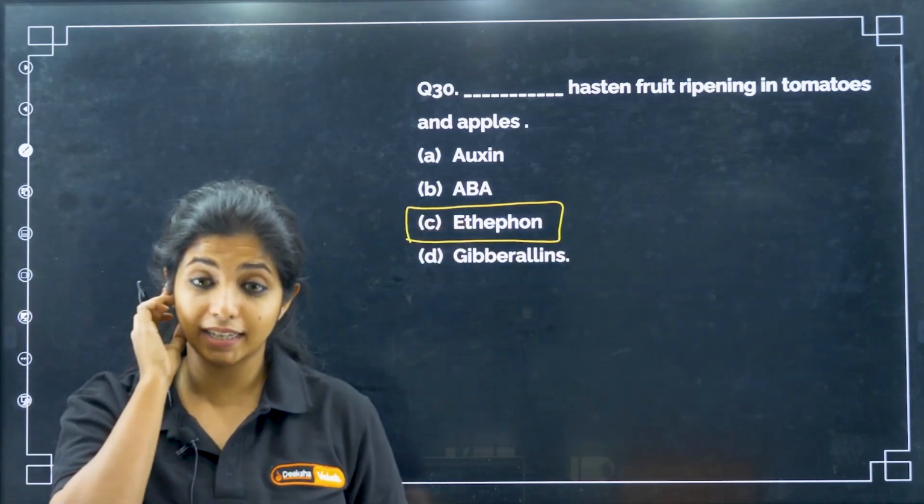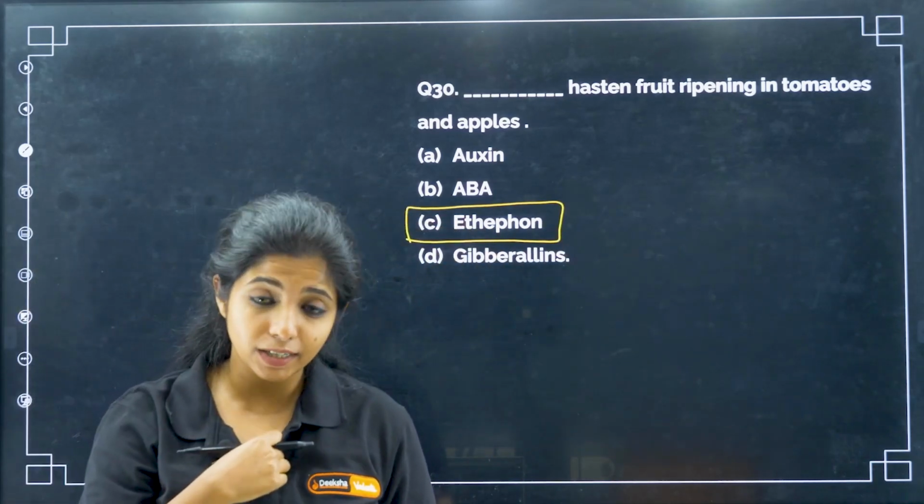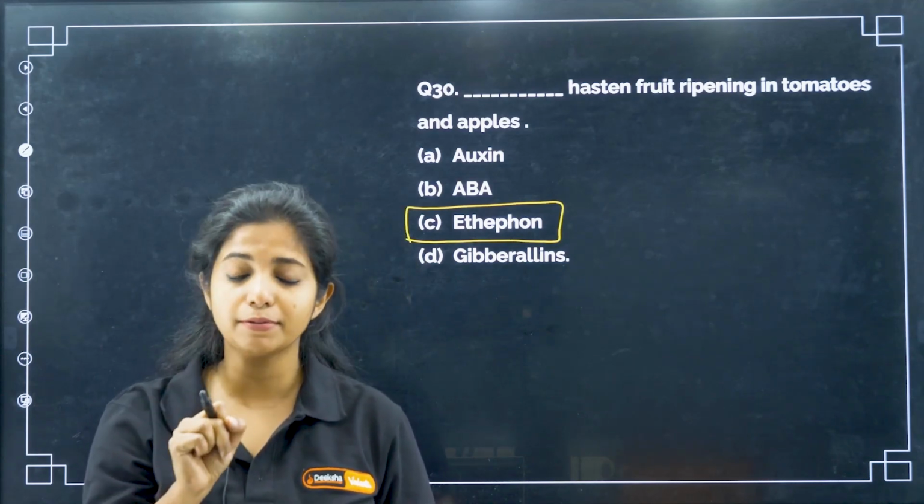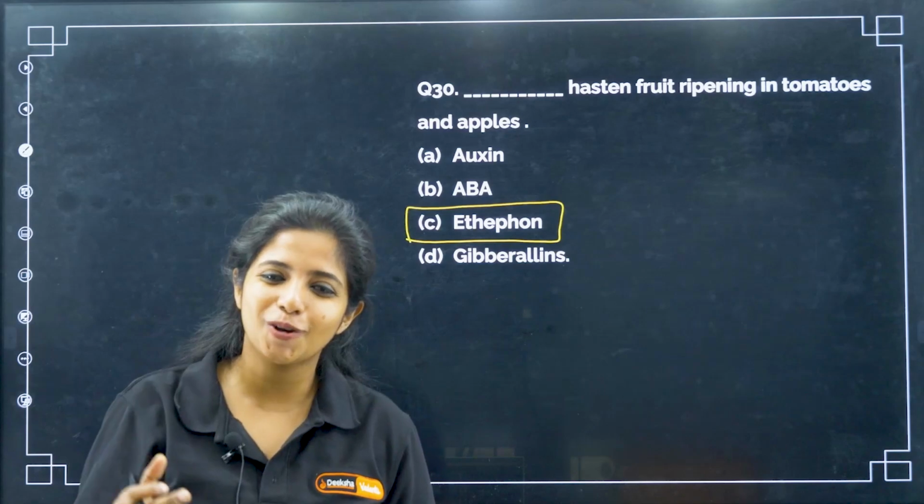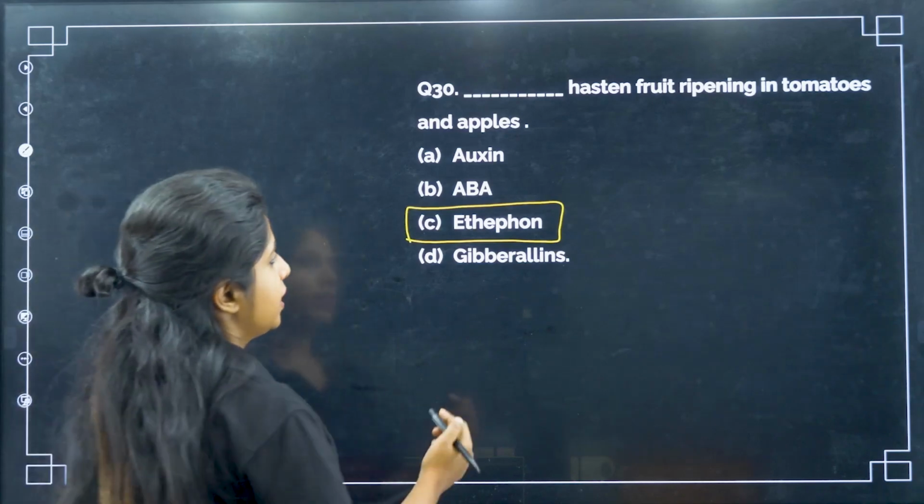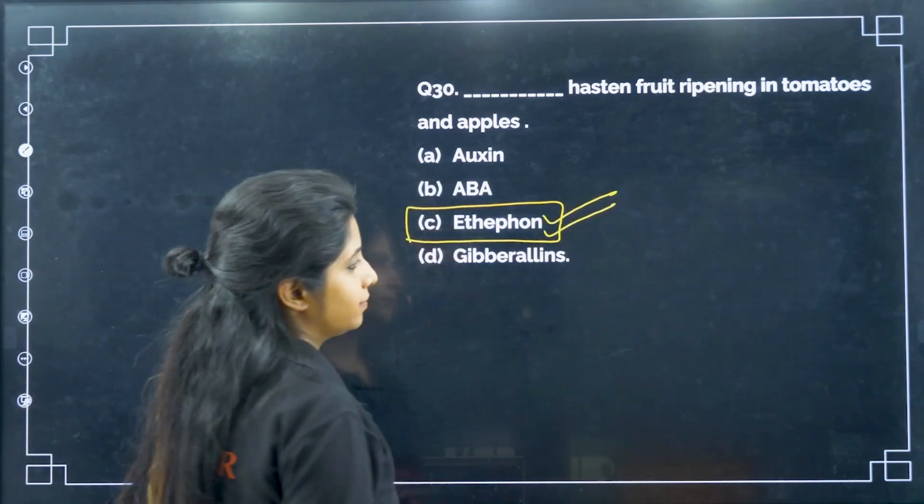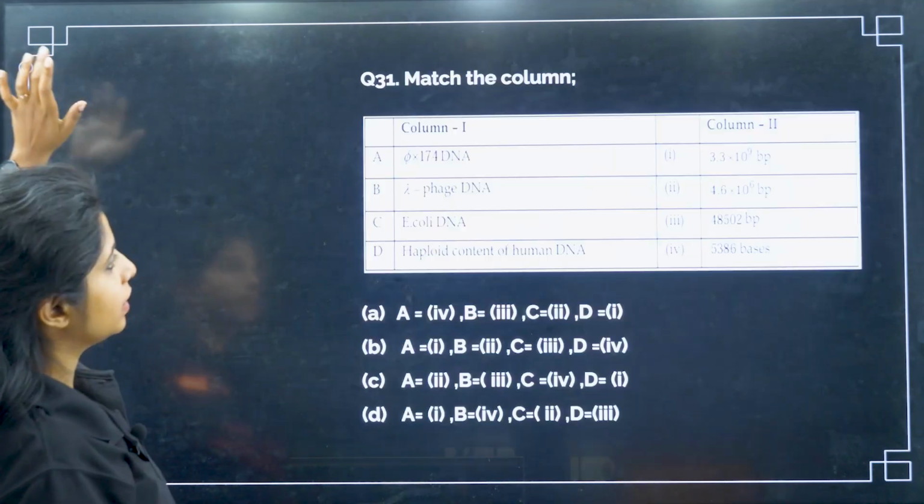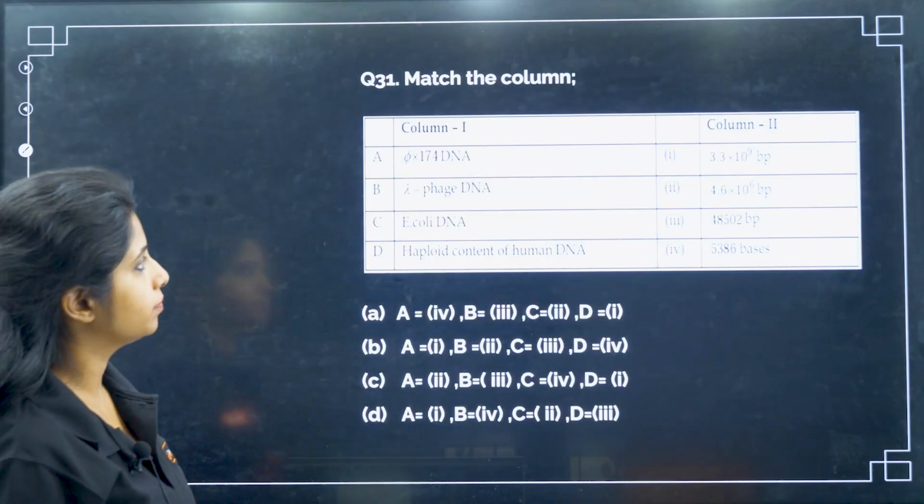Yeah, you know ethylene is a gas. I hope you know that. Ethylene is what? A gas. So ethephon is a synthetic substance that can produce this gaseous hormone, that is ethylene, my dear children. So I can say this is your answer. Okay, easy, no? Next, match the column.